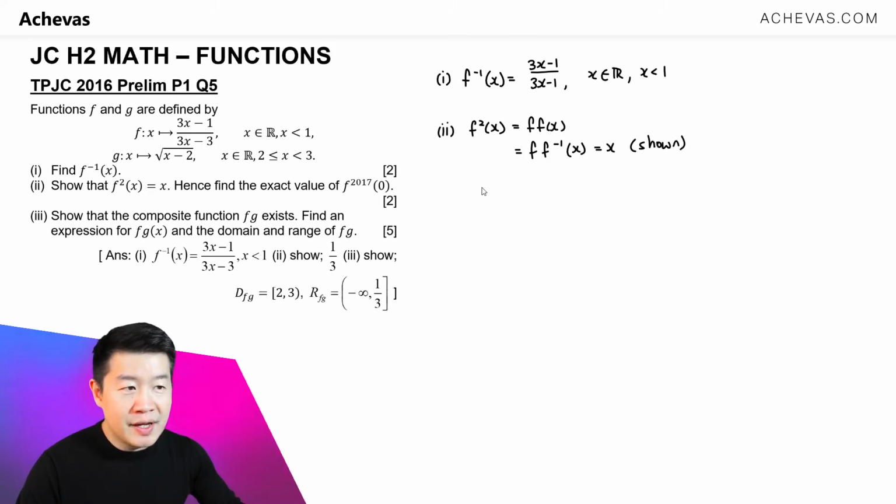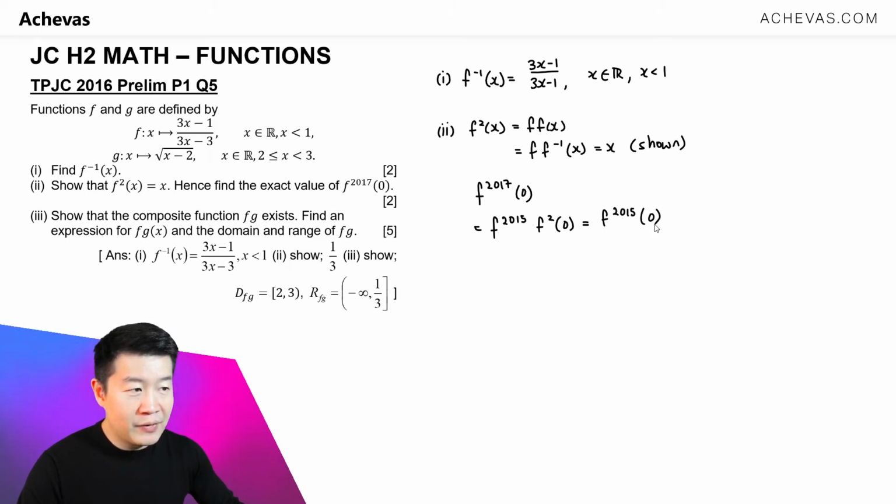And by making use of this, I'm going to try to evaluate f2017(0). So this once again is a composite function. It is going to be compositing itself 2017 times. If I were to break up this composite function into 2015 times of f2(0), then we can make use of this result here, because f2(x) is going to be equal to x, which means that f2(0) is going to be equal to 0. This entire thing is going to be equal to 0.